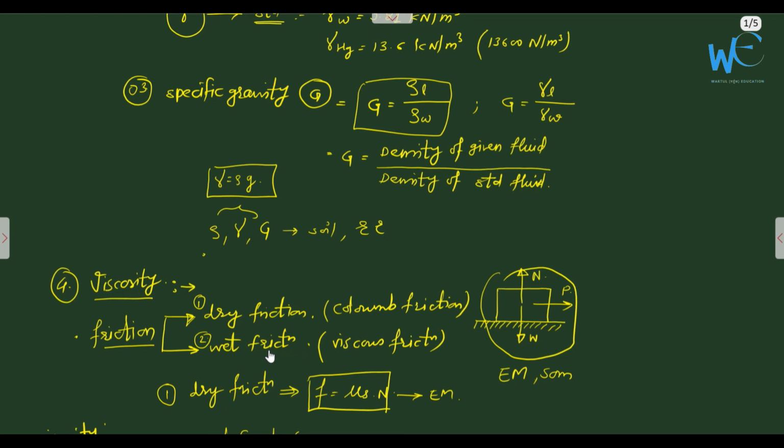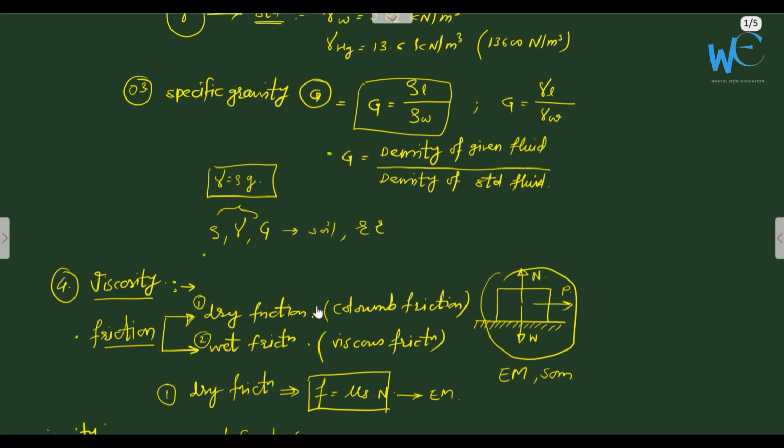Okay. So in Coulomb friction, I have already drawn one diagram here. This is one surface. Here we kept one solid mass. Then we applied one external force. Then the body mass exerts some weight towards gravity. Then in response, this surface exerts an opposite and equal reaction, which is N. So where do we use this? In engineering mechanics.